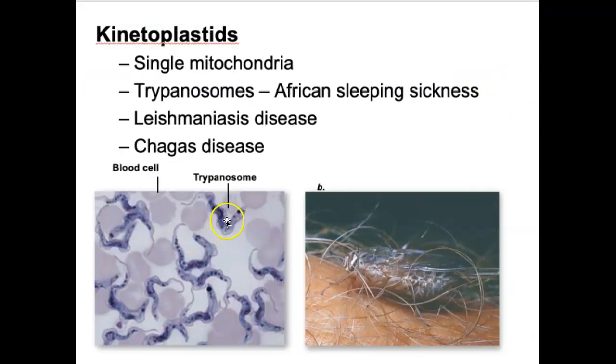Let me go back here briefly. This is the trypanosome. These are your red blood cells. So they'll be swimming around in your bloodstream and they will attack and destroy your red blood cells. So you destroy all your red blood cells, you have a world of hurt. So that's the problem with trypanosome.